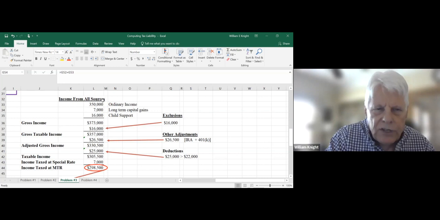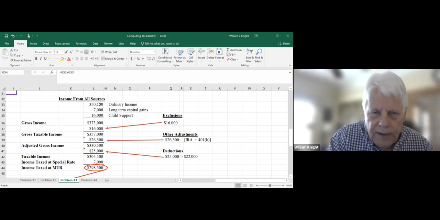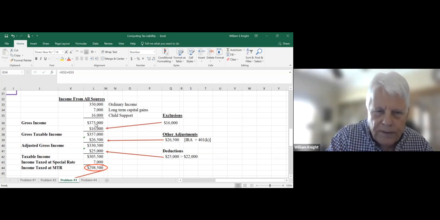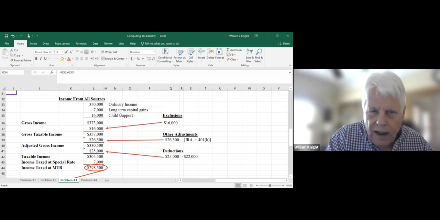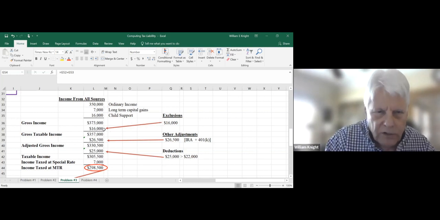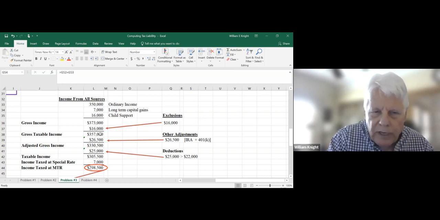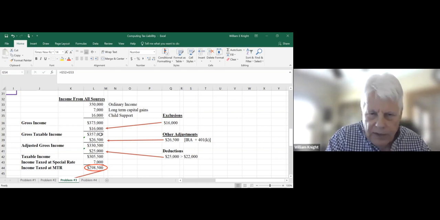First of all, let's list income from all sources. That's $350,000 of ordinary income, $7,000 in long-term capital gains, $16,000 in child support. So his income from all sources is $373,000. Child support is an exclusion, so he excludes that. He doesn't even have to report exclusions. So that's going to drop his gross taxable income down to $357,000. Now he's got some adjustments.